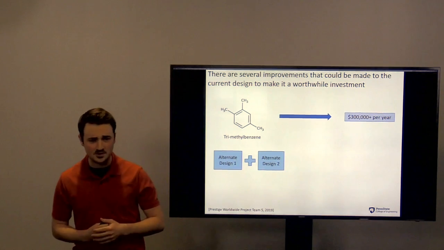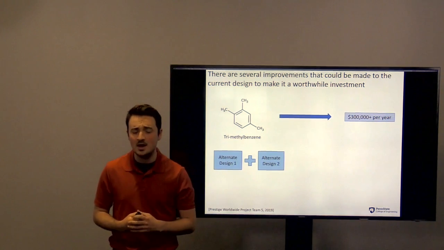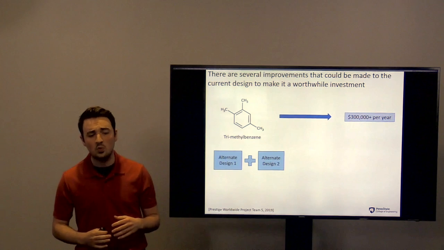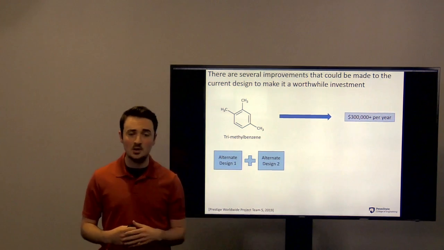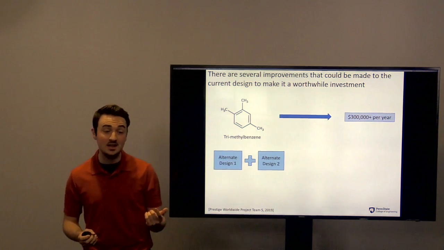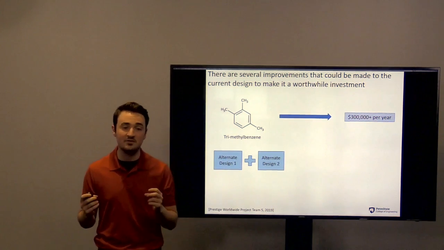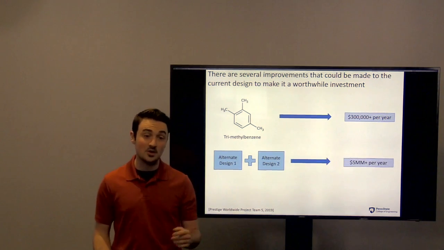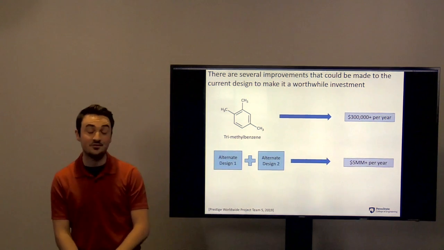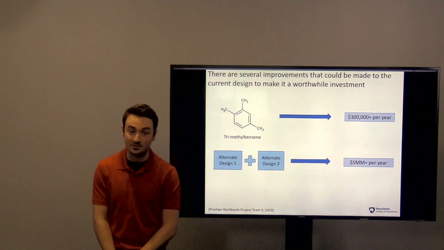Also, the second alternate design, like Mohammed mentioned, was the pressure swing adsorption. Originally off the bottom of that column we had a vapor-liquid mixture. If we add a heat exchanger, we could then make that a purely vapor stream and send that to our fuel system to sell. Both of those alternate designs combined adds an additional $5 million of revenue per year to our plant.